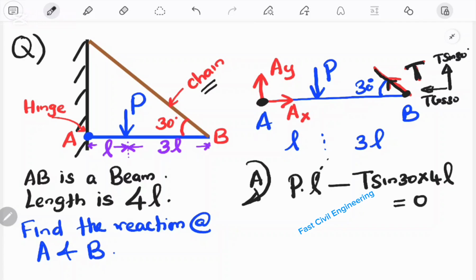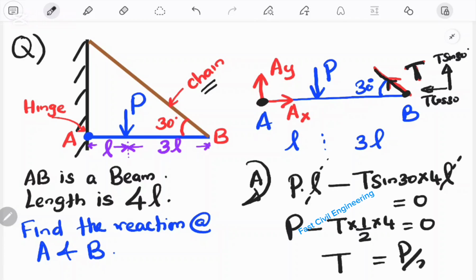We can eliminate the L because the right side is 0. sin theta is half, sin 30 is half, equal to 0. Therefore, T is equal to P by 2. The first answer.